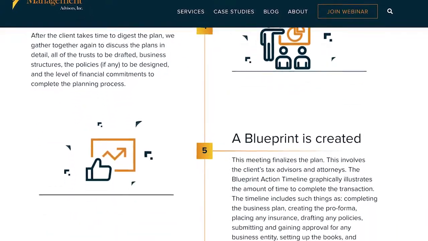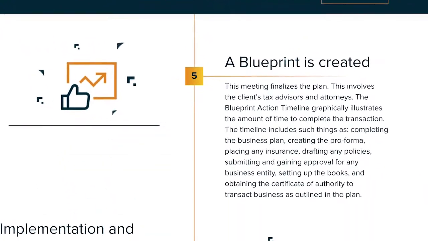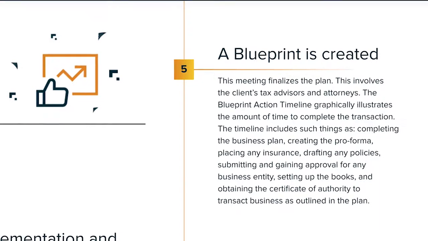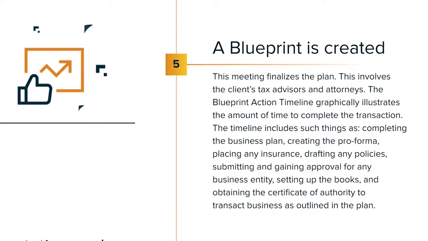Then once we've refined the plan, that's when we go into blueprint. In this, we actually sit down with the client's tax advisors and attorneys. We create the blueprint for them, the timeline of how long it's going to take. In this blueprint phase, we complete the business plan. We have the actuaries and our accountants prepare pro formas. If there's any insurance that needs to be placed or anything that needs to be changed with their existing broker, we do that at this point. Our attorneys draft the sample policies that they're going to have.